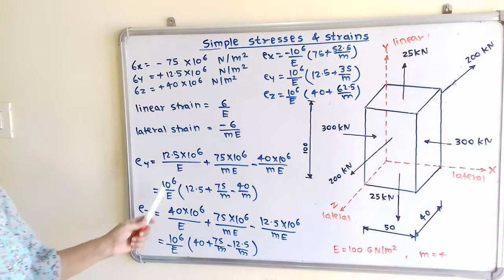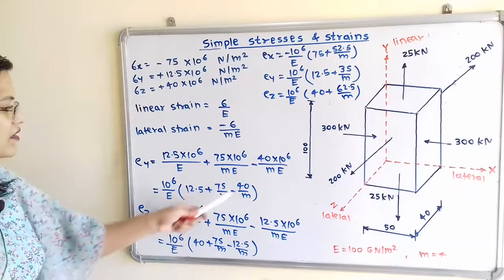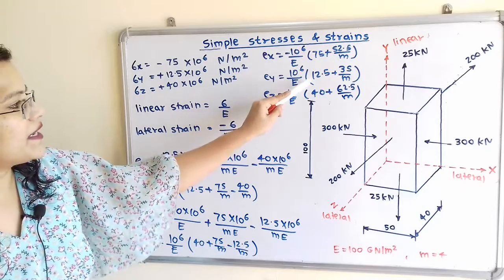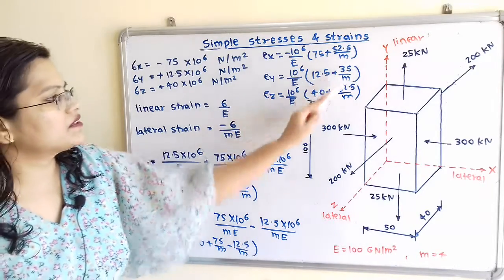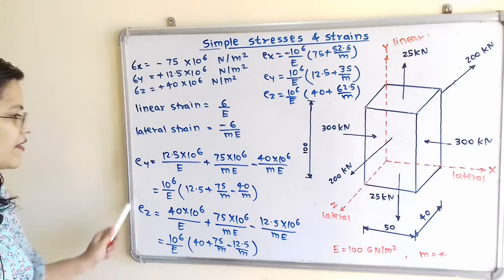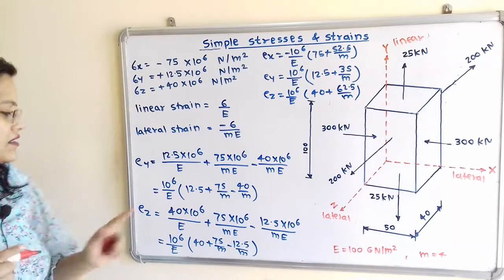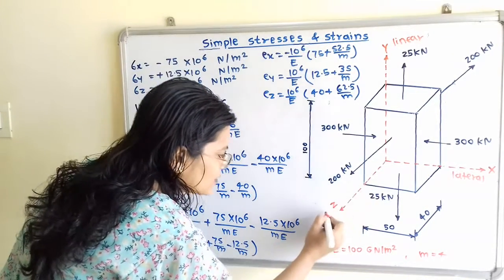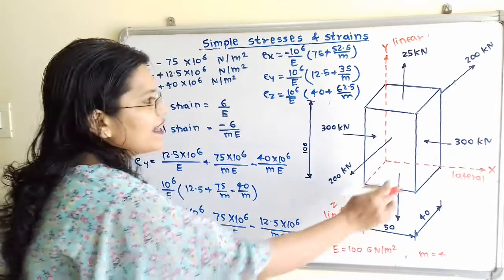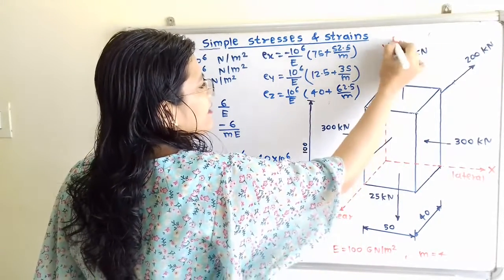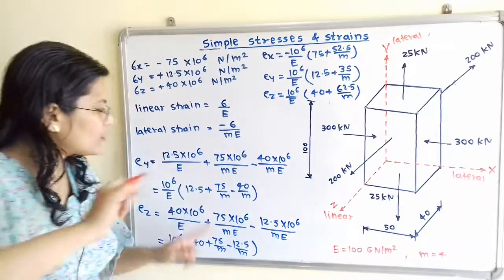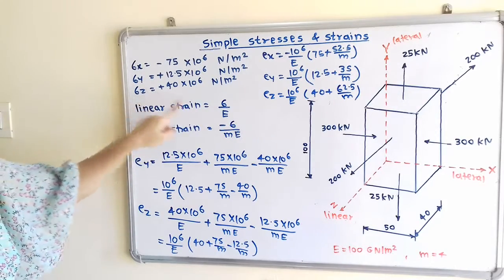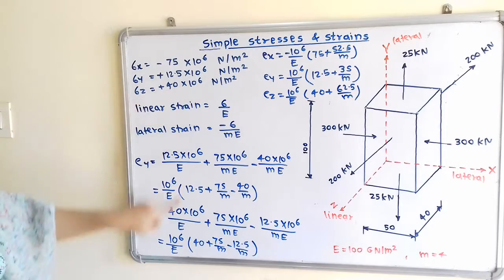Now we have to simplify this. We can take 10 raised to 6 by E as a common term, and when we simplify this bracket, then we will get epsilon y is equal to 10 raised to 6 by E, inside the bracket 12.5 plus 35 by M. Now in the same way we will calculate the strain along z direction. So this time we say that the strain along z direction is known as linear strain, and the other two directions are the lateral strain. So how to calculate linear strain, that is sigma by E. So it is along z direction, so we can say sigma z by E. So it is 40 into 10 raised to 6 by E.